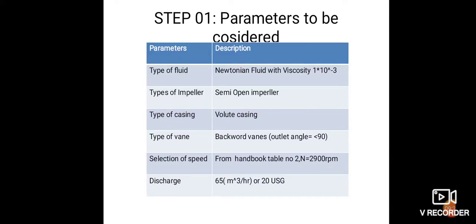Again we select the discharge, which will also be taken from the data book. We take 65 meter cube per hour, or we can say 20 US gallon. The data book available on the internet is international, so that's why we take the units as 20 US gallon. We have to convert into SI units also. Now, on the data book, we take this discharge from the nomograph. What is a nomograph? I will show you. Just wait.